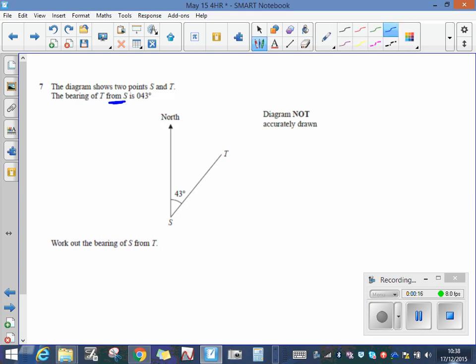From means that we have a north line drawn at S, there's the north line, and the bearing then clockwise from that north line in the direction of T is 43 degrees, as shown in the diagram. Now we're asked to work out the bearing of S from T.